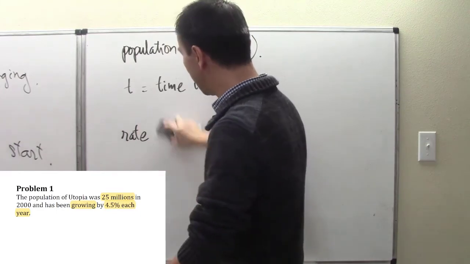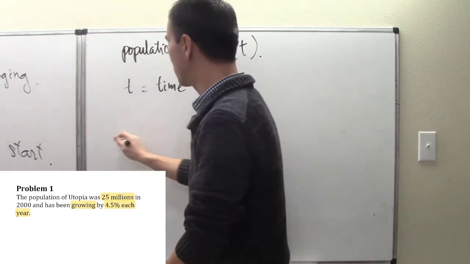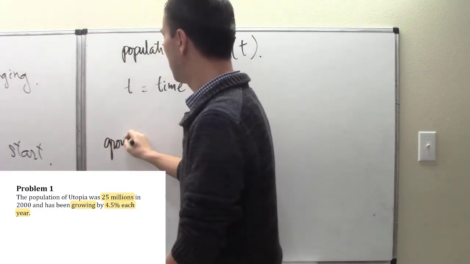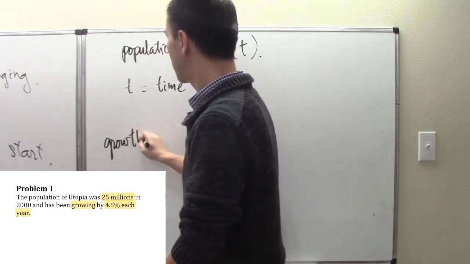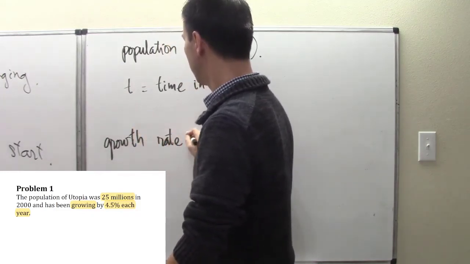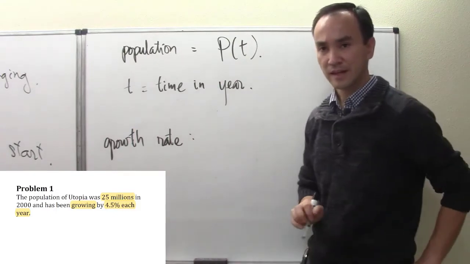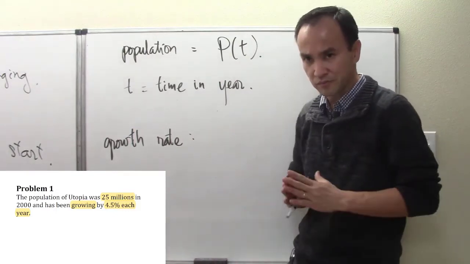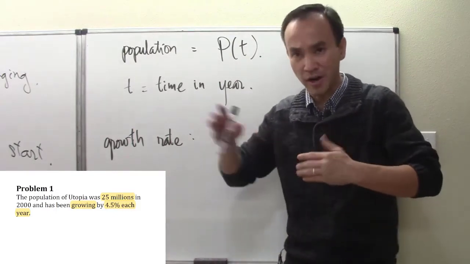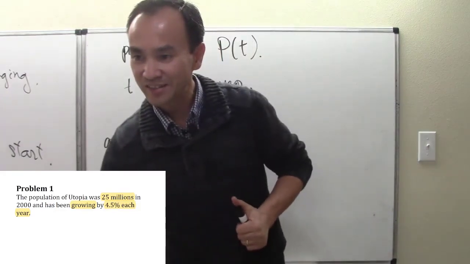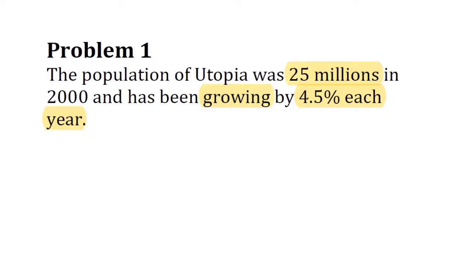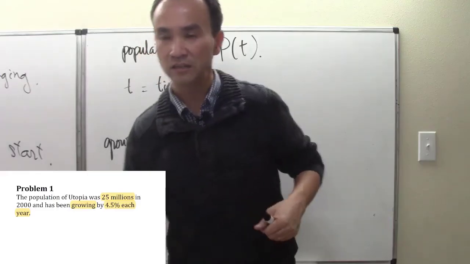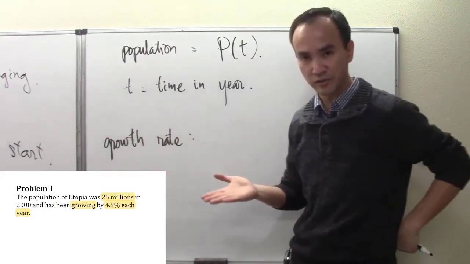So now allow me to call that this is the growth rates. And how I can tell it's a growth rate, because see, it's growing. The wording is saying it has been growing by 4% each year. All right, so now evidently it's a growth rate.